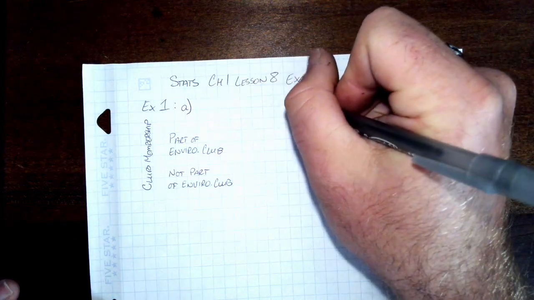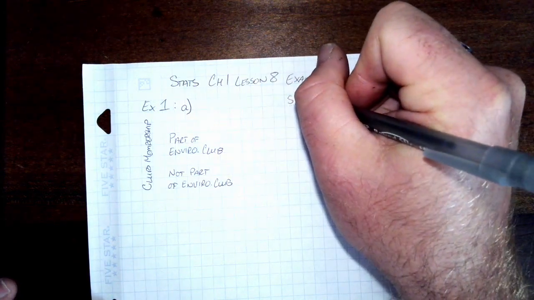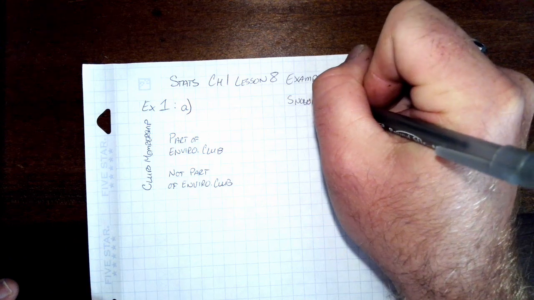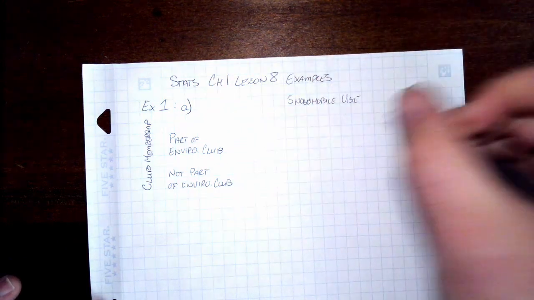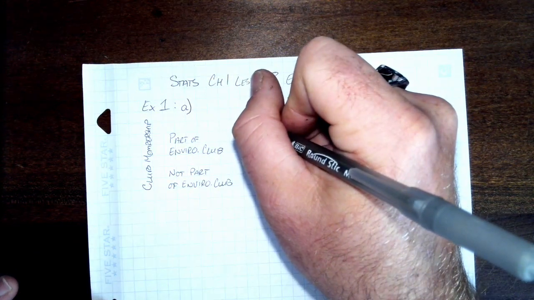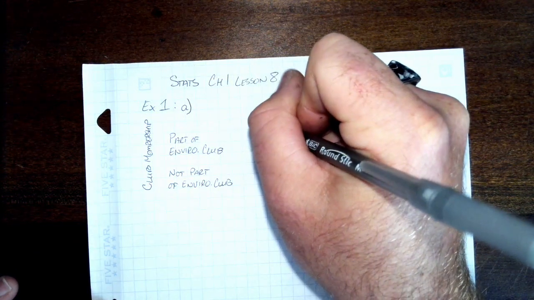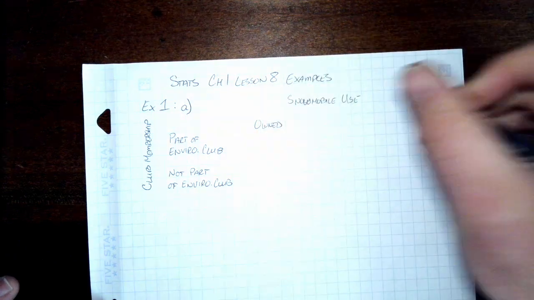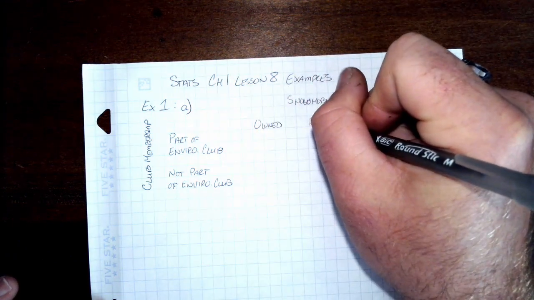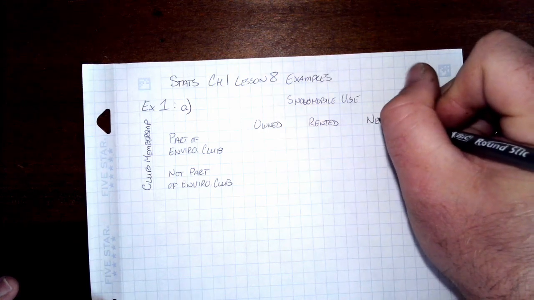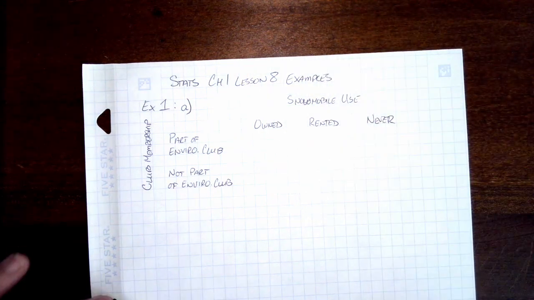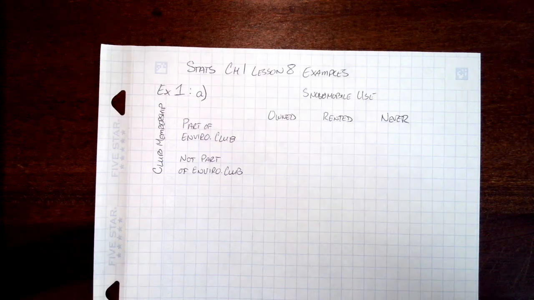For snowmobile use, we had three options. Either someone had owned a snowmobile, rented a snowmobile, or never used a snowmobile. So now we have enough that we can start putting our chart together.